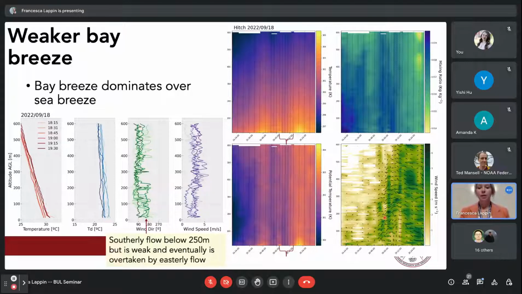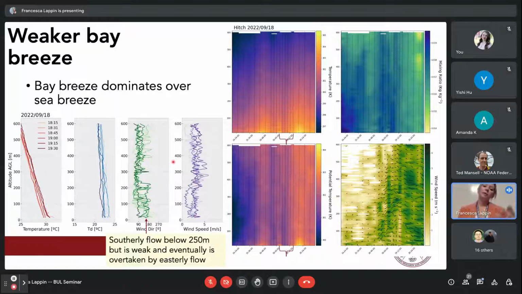There's a buildup in your easterly flow just around 1800, and a slight increase in your mixing ratio. And then this case is interesting because there is a moment in time, for about an hour, that a sea breeze tries to push in. You can see it right here, this southerly flow below 200 meters, but it's a lot weaker and it really doesn't stick around. It eventually just washes out to a pure easterly.